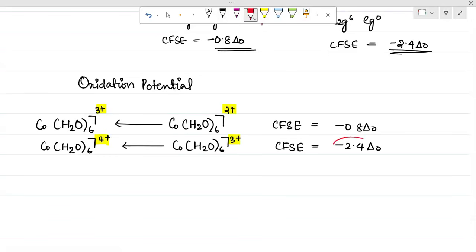So this is highly stable, very stable. So it won't give its one electron for oxidation. This won't happen because it is already very stable. While this one, comparing to this compound, is less stable and can go for oxidation. So this is how you predict the oxidation potential.